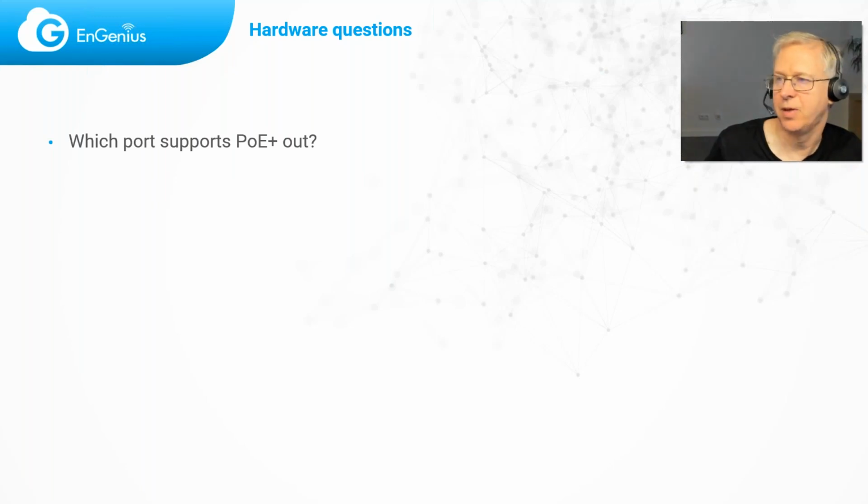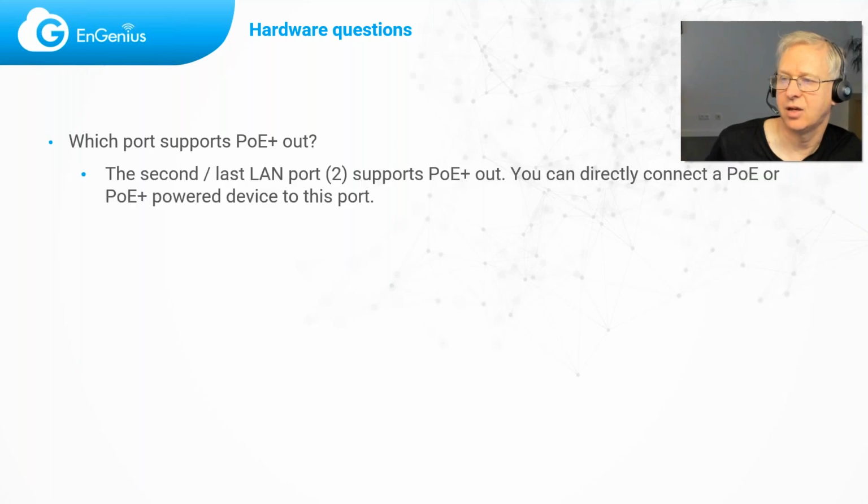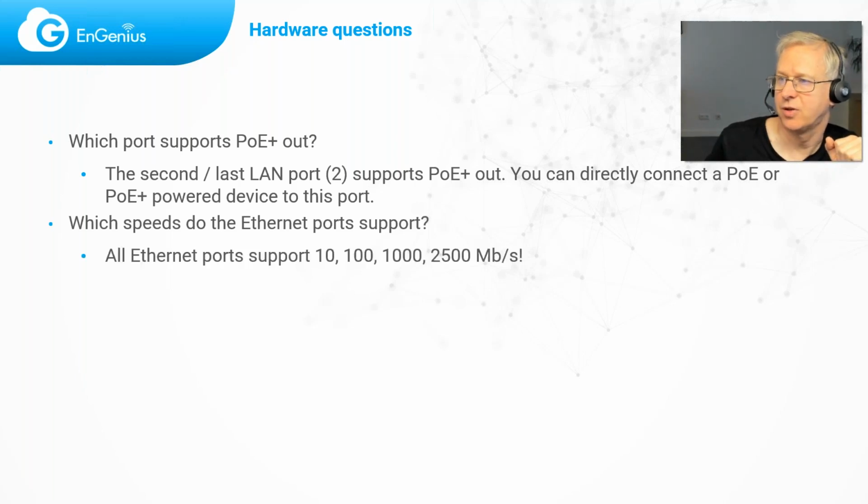So we have one PoE plus out port, and that's the last port. Well, actually it's LAN 1, but it's the rightmost port. Which speeds does it support? Well, 10, 100, 1000, 2.5 gigabits is all supported.